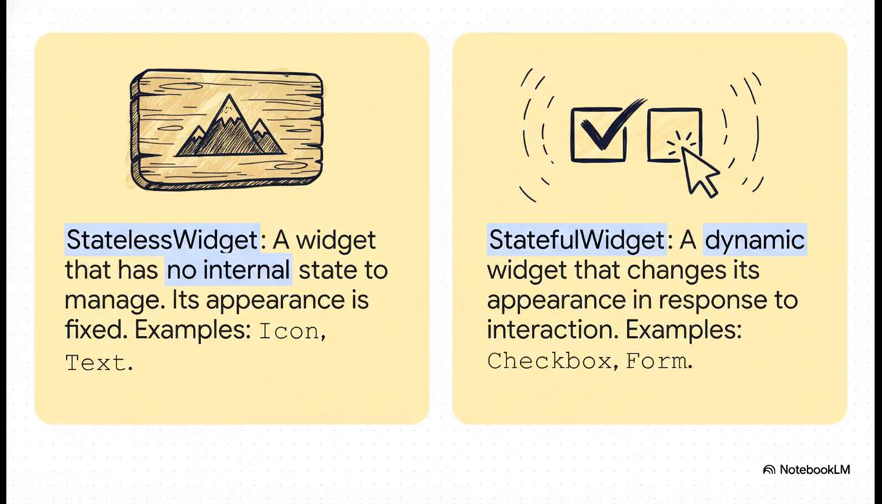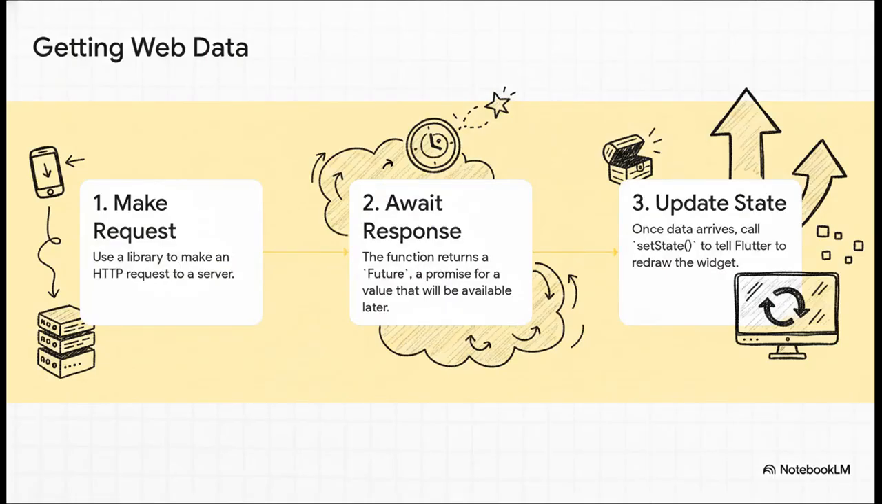So this idea of state naturally splits our widgets into two types. You can think of a stateless widget as a photograph. It's static, it's fixed. An icon or a simple page title doesn't need to change, so it's stateless. A stateful widget, on the other hand, is more like a video. It's dynamic, it's meant to change over time. A checkbox you can tick, a slider you can move, or a form you can type into, all of those are stateful.